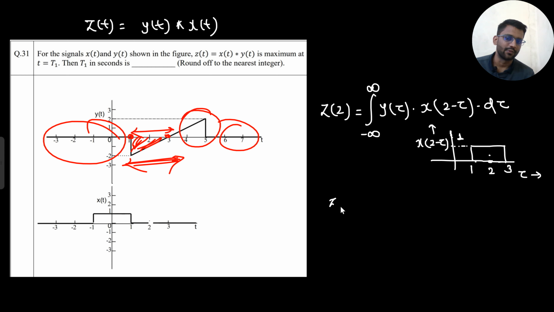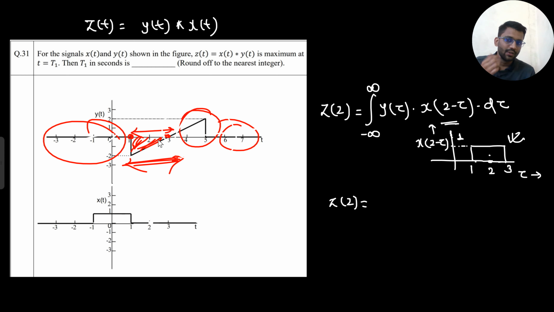How did I calculate z of 2? Y of tau into x of 2 minus tau. So first mirroring it and then shifting by 2. So first I mirrored it and shifted by 2. This gave me this function. Now I have to multiply this function with y of tau. Y of tau will be this. So the rest of them will be multiplied with 0.